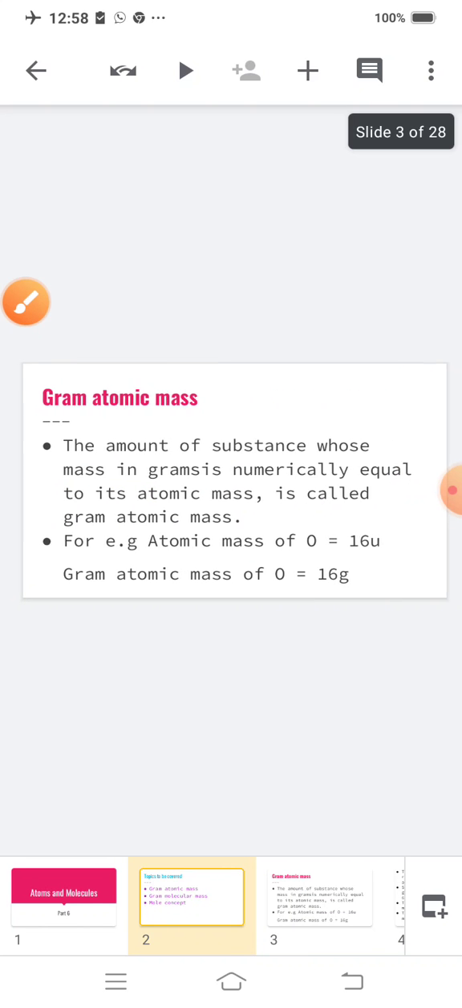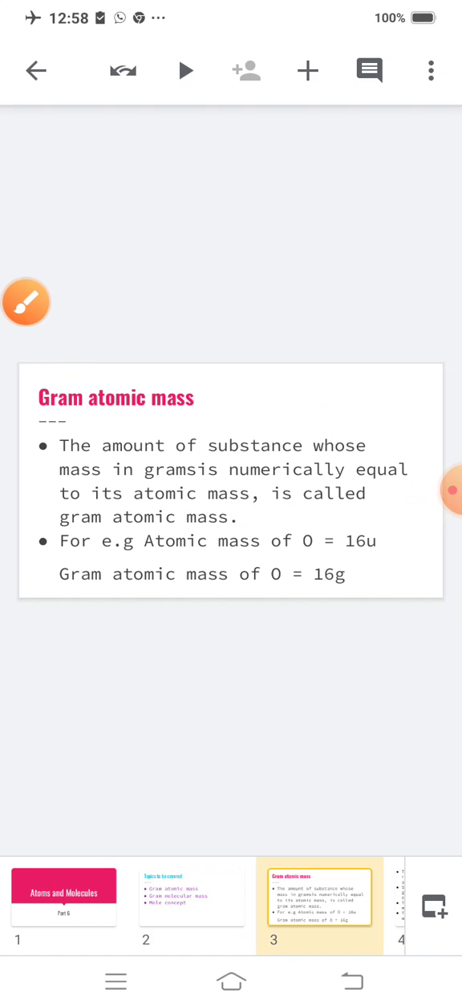with the gram atomic mass. See, before starting mole concept, it is compulsory to understand the meaning of gram atomic mass and gram molecular mass. Before understanding the mole concept, it is important to understand gram atomic mass and gram molecular mass. So let us discuss these two terms first.